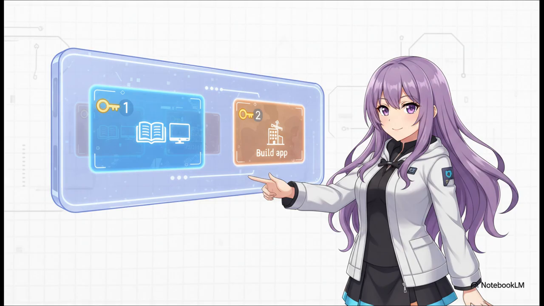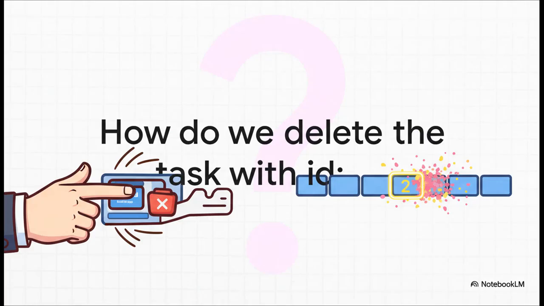Simple enough, right? So here's the puzzle. Imagine the user clicks the little trash can icon next to build an app. In our code, all we know is the ID of that task, which is 2. The question is, how do we find and remove only that specific object from our array?